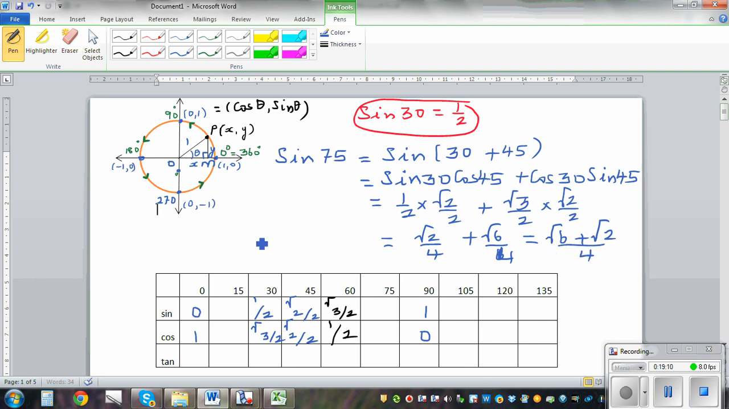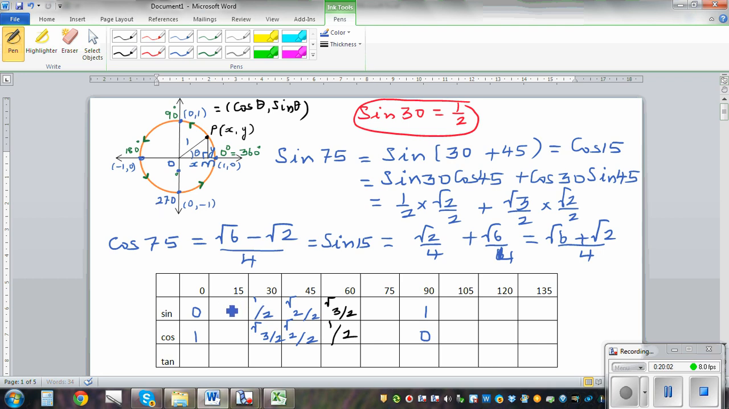Now, the same way you can prove cos 75 yourself using the compound angle formula, or you can also prove it using cos squared plus sine squared. I think you can prove this yourself. This will be root 6 take away root 2, divided by 4. Okay, and if you look at 30 and 60, they are complementary. So from this I can say cos 75 is equal to sine 15. You can check that yourself, because 15 and 75 are complementary. And this is the same as cos 15. So if you know 75, you can write 15.